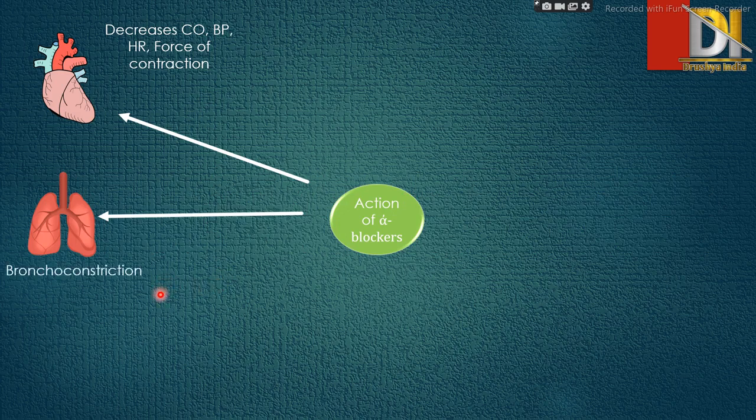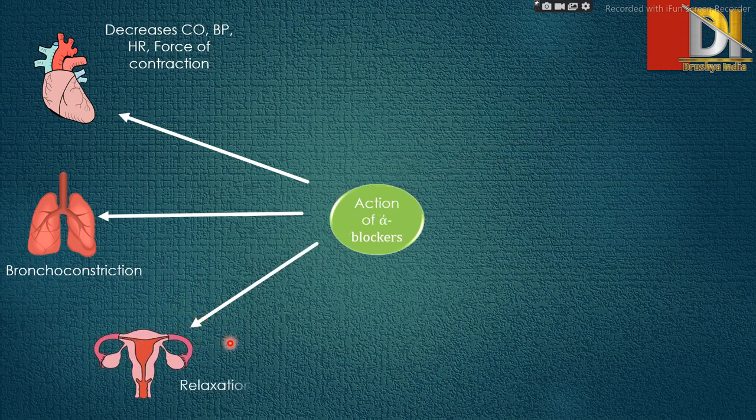Next is on the lungs. On the lungs, it causes bronchoconstriction, meaning constriction of bronchioles. Then on the uterus it causes relaxation. On the eyes, it causes miosis, that means constriction of the pupil, while alpha agonists were showing mydriasis, that means dilation of the pupil, and it shows the opposite, that means miosis, constriction of the pupil.